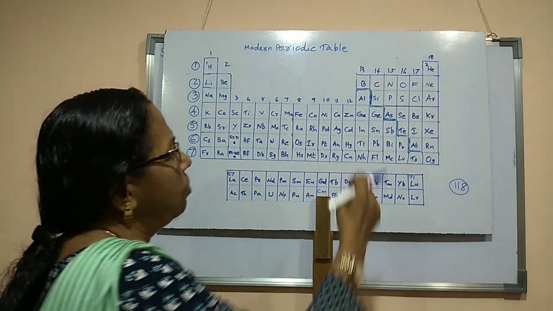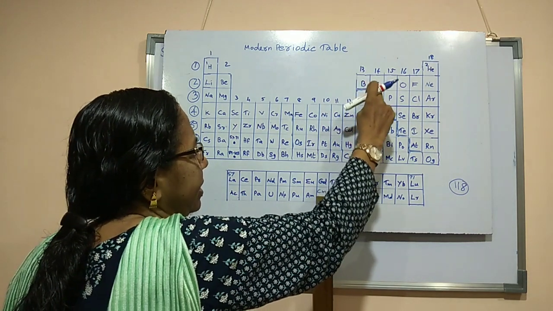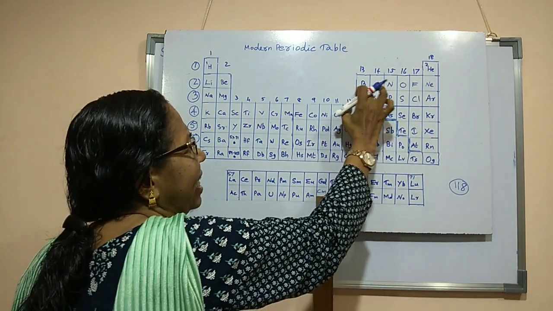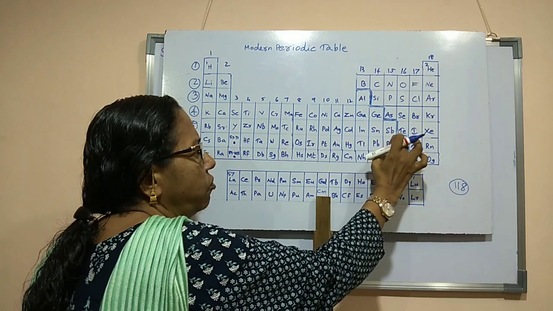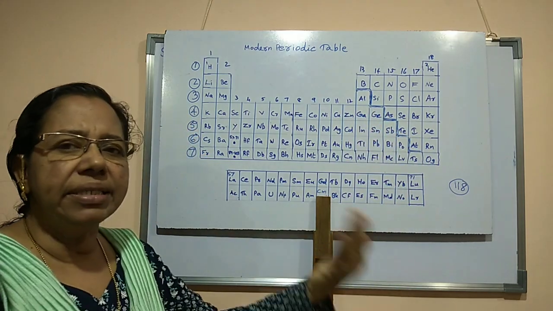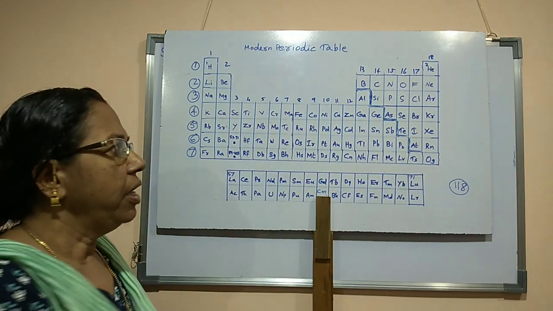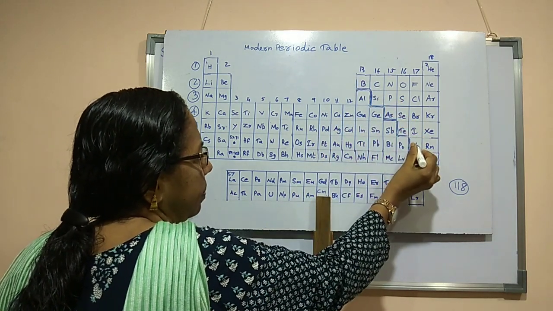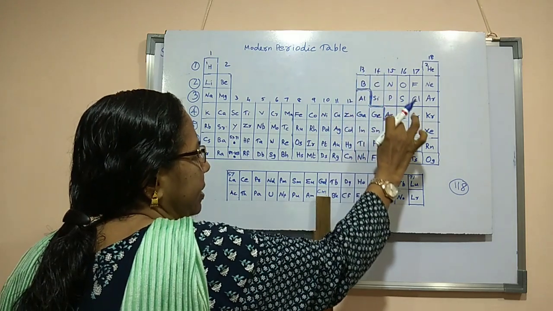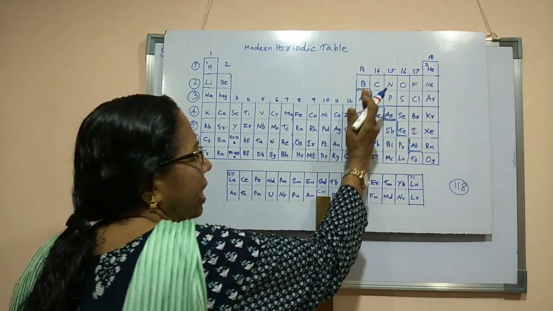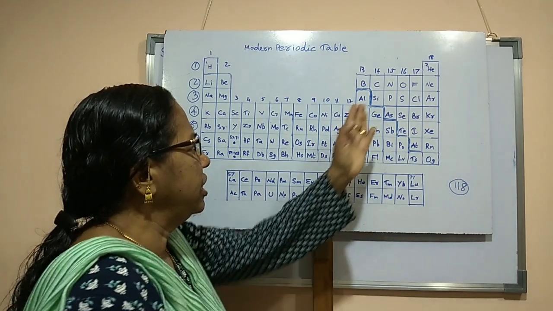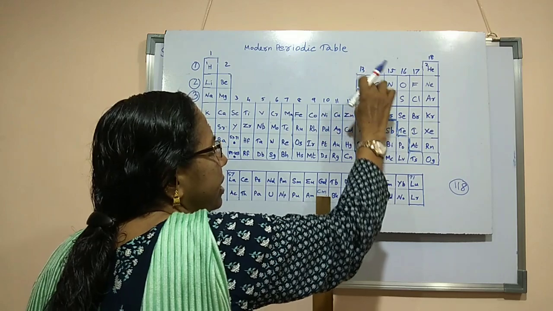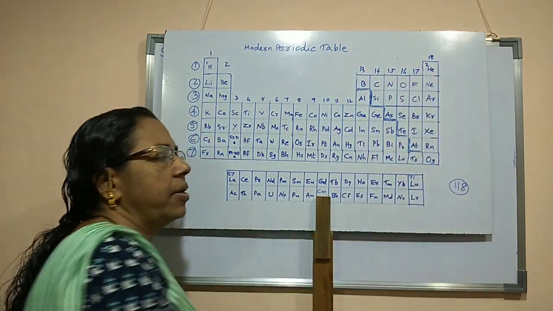Now, one more explanation, that is, here you can see such a zigzag line. This zigzag line is the border line for showing which elements are metalloids. You see here, boron, silicon, arsenic, tellurium, astatine. These elements are metalloids. The left side of these metalloids are all metals. The right side of these metalloids are all non-metals.